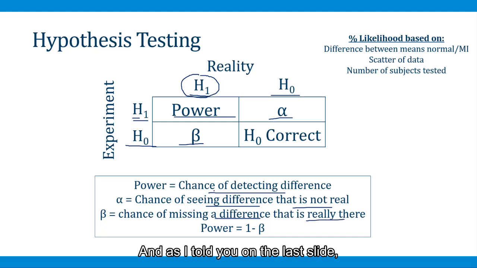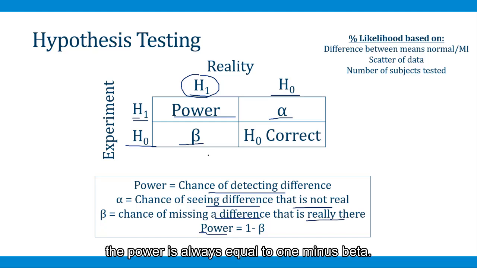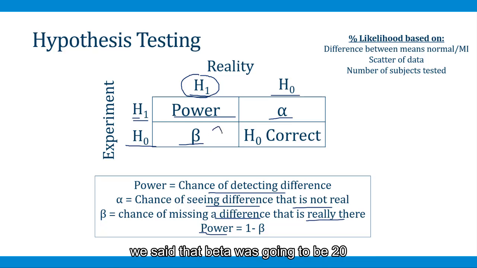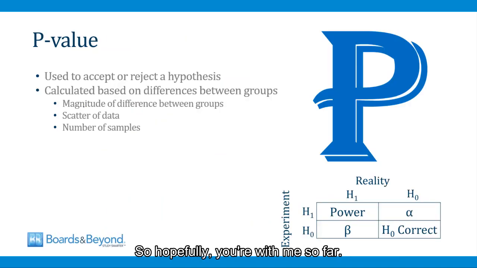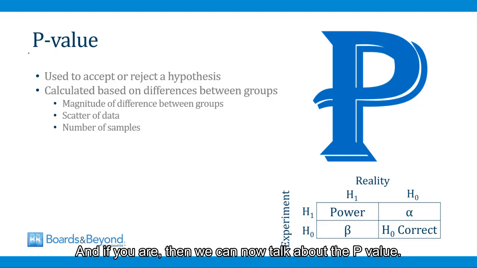And as I told you on the last slide, the power is always equal to 1 minus beta. Remember on the last slide, we said that beta was going to be 20, and therefore power had to be 80. Or if you select a power of 80, then beta has to be 20. So hopefully you're with me so far, and if you are, then we can now talk about the p-value.